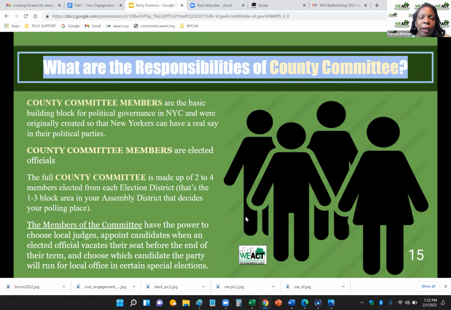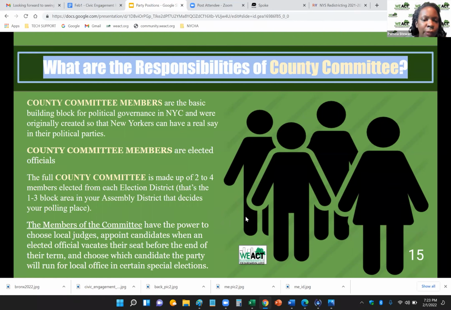Now, this is a very important position that just doesn't get a lot of publicity, but county committee members are the basic building blocks for our political governance in New York City, and were originally created so that New Yorkers can have a real say in their political parties. County committee members are elected officials.